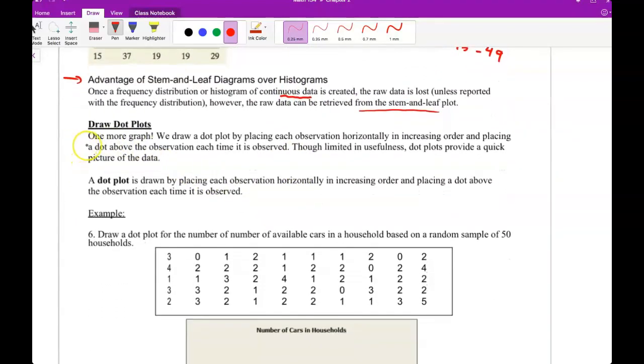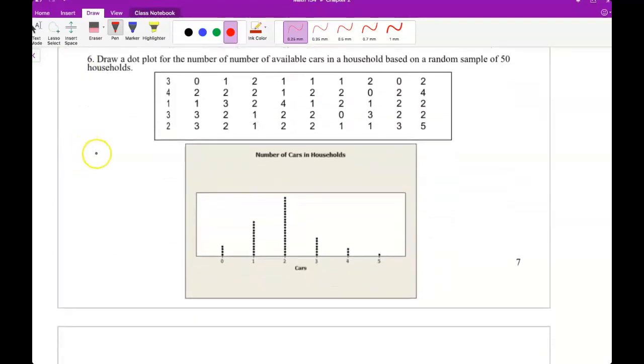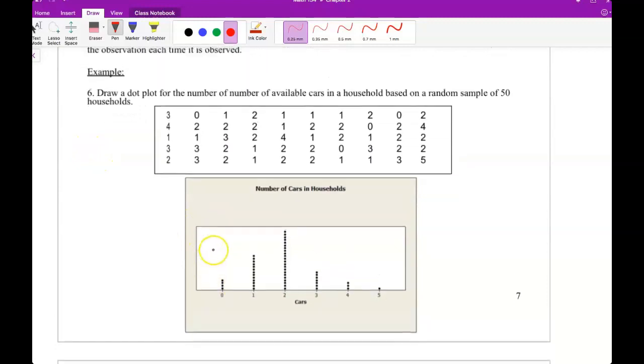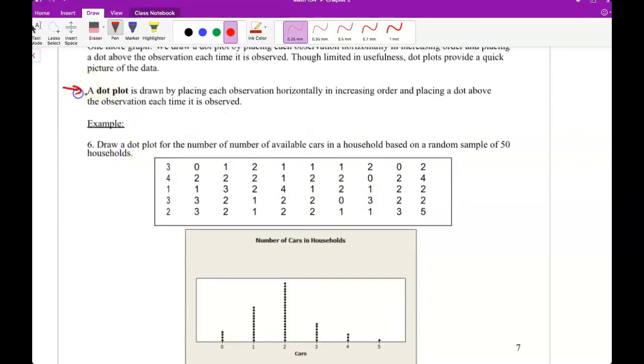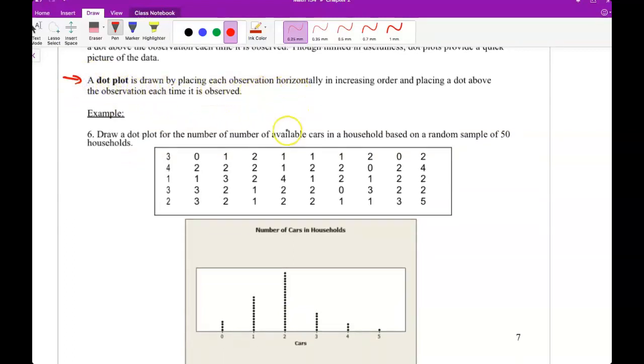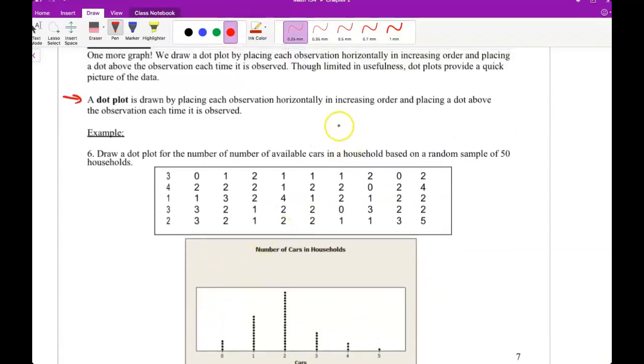The next part: draw dot plots. This part is easy. You only need to see what numbers you have in each table. This is example number 1, a sample of 50 households, again with the number of cars. The dot plot is drawn by placing each observation horizontally. We're going to use a horizontal line and use dots, in increasing order.